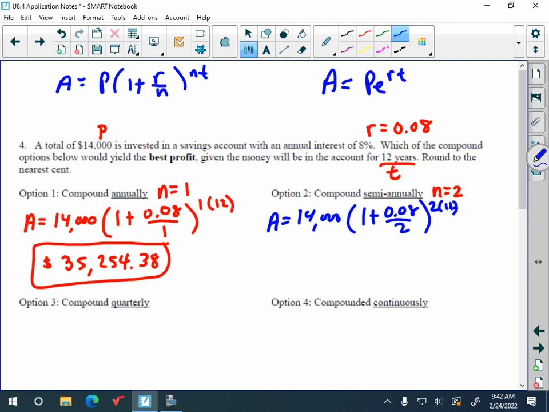All right, so it should be a little bit more than the other one. The more times they add money into your account each year, the bigger it will grow, okay? So 35,886.26. That's a little bit better.